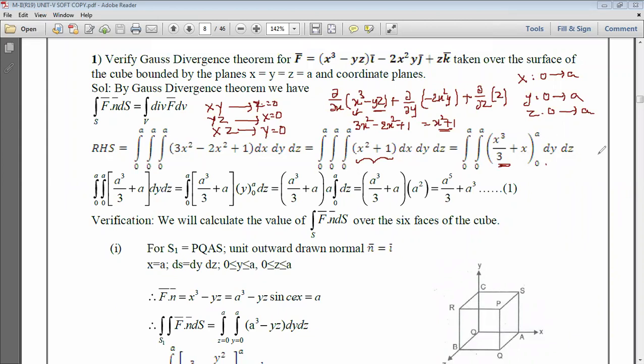Now you can substitute the limits in that. So here it is a cube by 3 plus a, dy dz. So a cube by 3 plus a as it is. Integrating with respect to y, integral dy is y between the limits 0 to a, and substituting the limits gives a minus 0, which is a. So this is completely constant, and the remaining integral is 0 to a dz. Integral dz is z between the limits 0 to a, and after substituting we again get a.